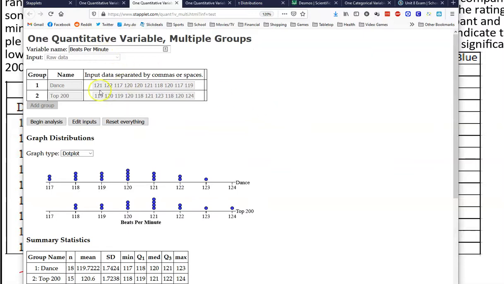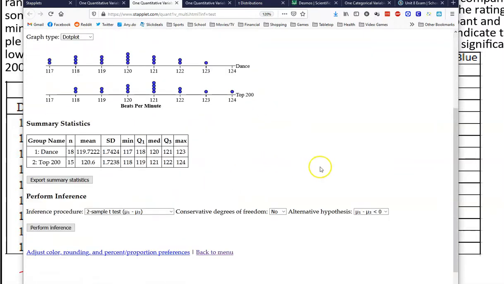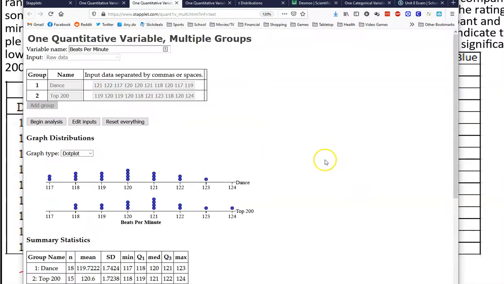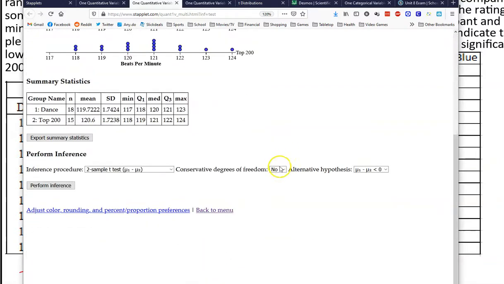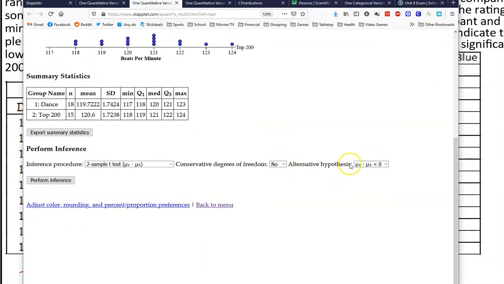If you would have accidentally put top 200 first and then dance, you'd have had to do greater than. You'd have been proving that top 200 is actually greater than dance. But they asked in the question to prove that dance is less than top 200. So put the dance first when you list them and make it less than. You'd get the same numbers if you did greater than. Some other stuff would be a little bit different, but you'd get the same numbers for the p-value.